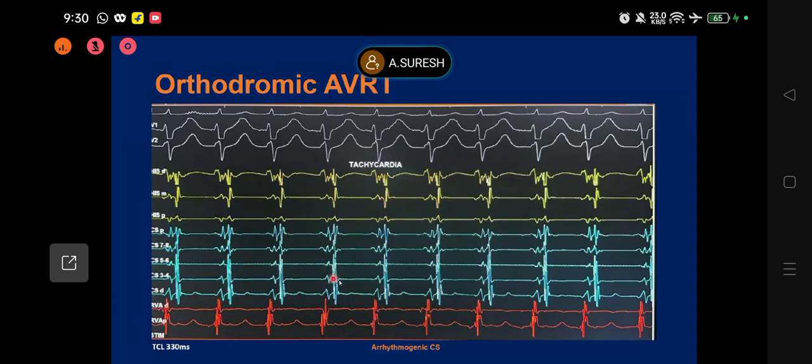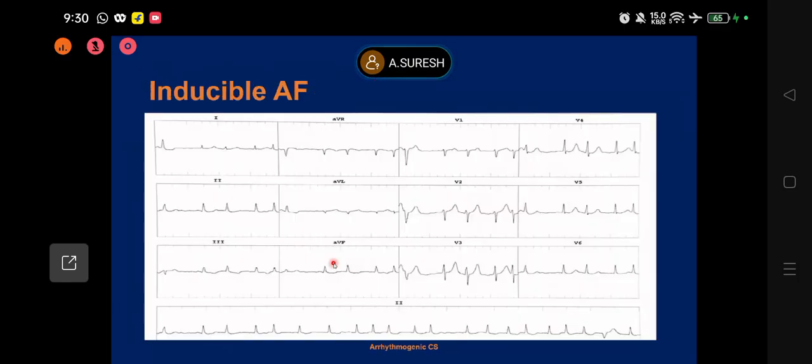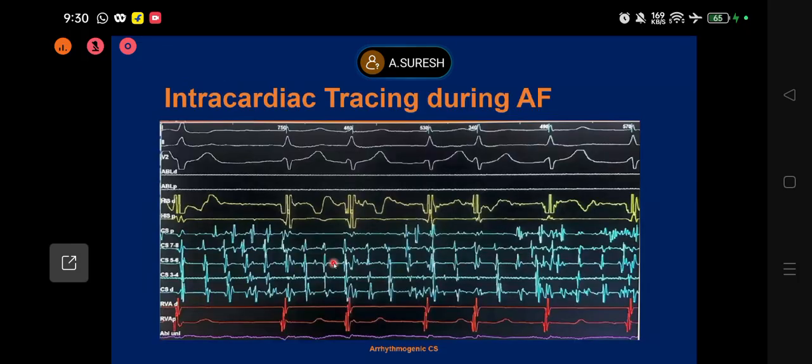You can see here, the earliest activation was in the CS 5-6. So his refractory VPC could reset the tachycardia. The tachycardia cycle length was 330 milliseconds. Then he had an easily inducible AF also. So this is the intracardiac tracing showing the atrial fibrillation, chaotic atrial rhythm.